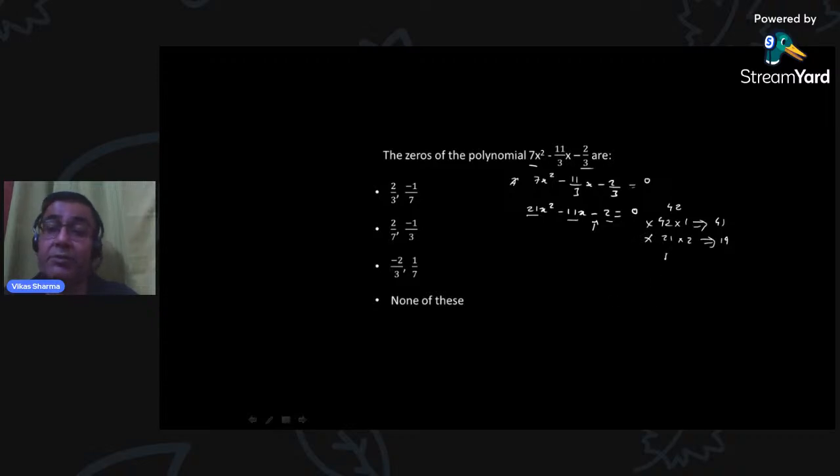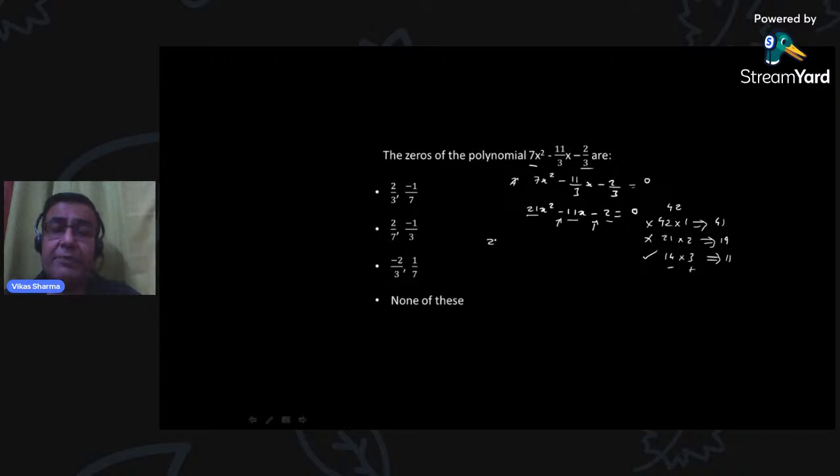Then it can also be written as 14 times 3. And if we find out the difference between these two, we get 11. And this is what we want. And because we have got negative 11x, that means the bigger number has to be negative and the smaller has to be positive. So this has to be negative, this has to be positive. Let us do the middle term splitting now.